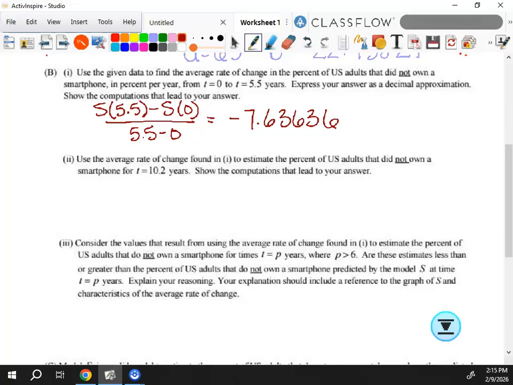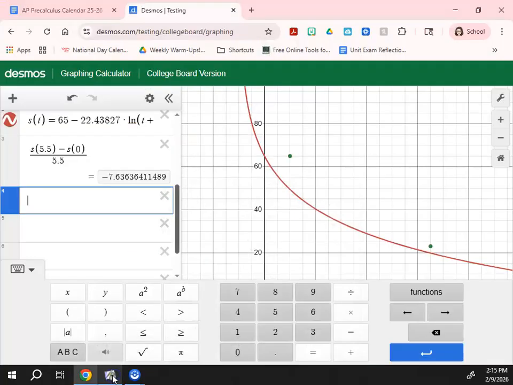Then it says, and this is very important that you all listen because a lot of y'all are wrong right here: use the average rate of change found here to estimate. So use that average rate of change from right above to estimate the percent that did not own a smartphone at t equals 10.2 years and show the computations. Here's what I'm not going to do. I'm not going to go type in S of 10.2 or x equals 10.2 and figure out where it is, because that's using this function.